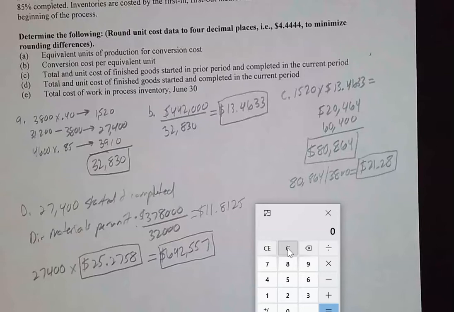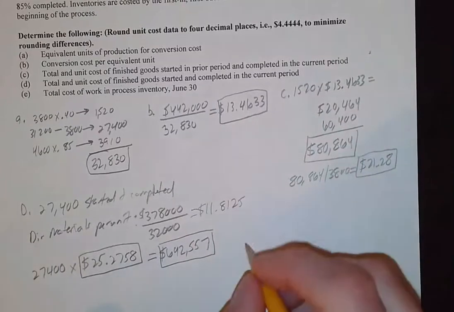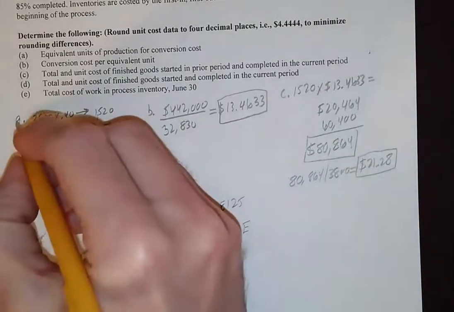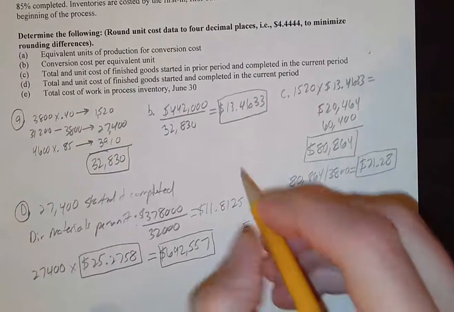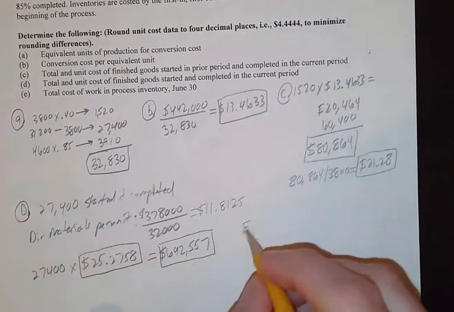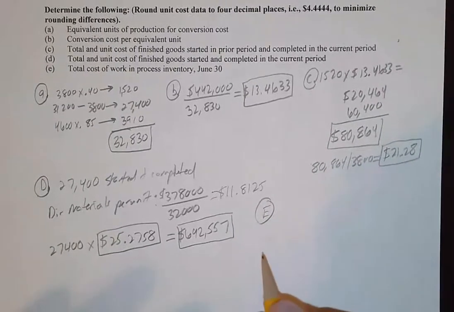All right, now what do they want? Sure, they want something else: total cost of work in process inventory as of the end of the month. Okay, so it's a little bit more complicated. So we got E here. I'm actually going to circle these. A, where's B? There it is. C, D, and E. All right. So let's see here what we got.